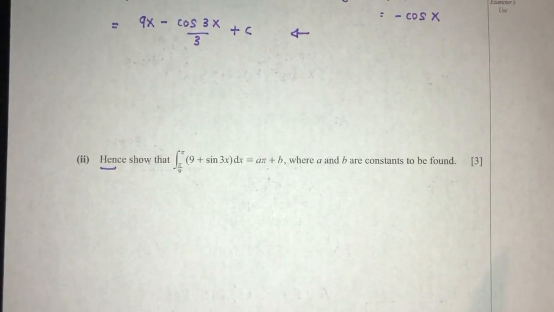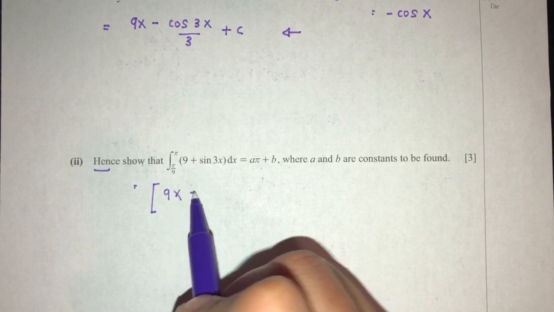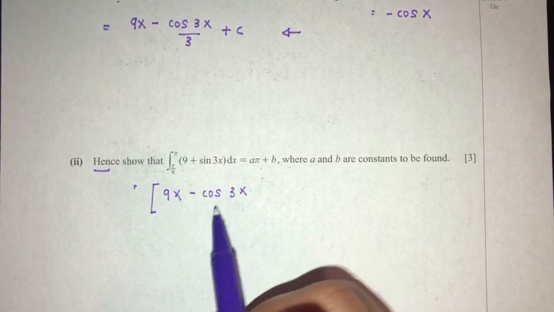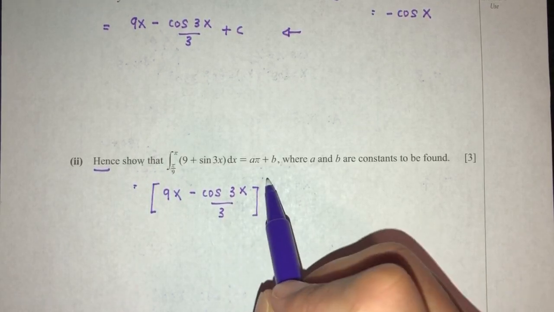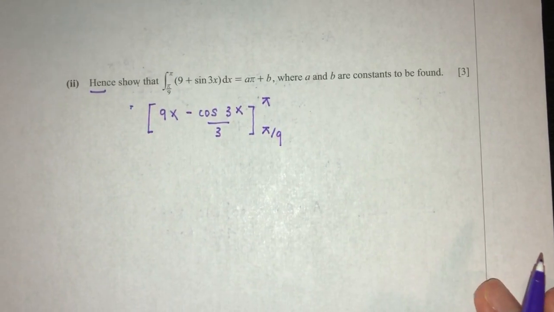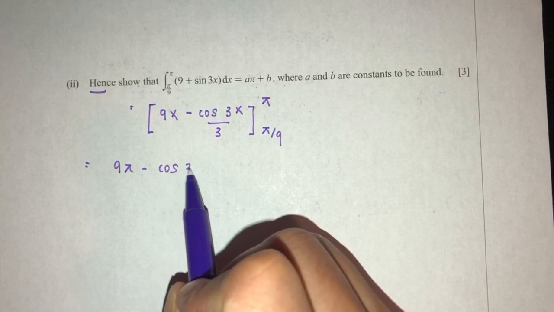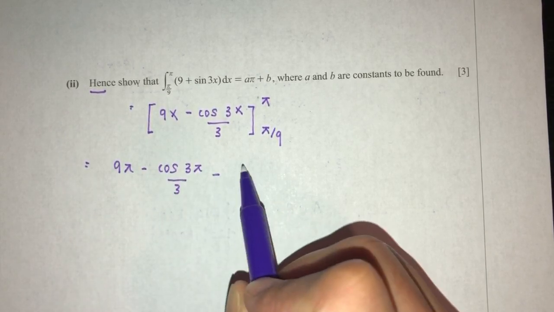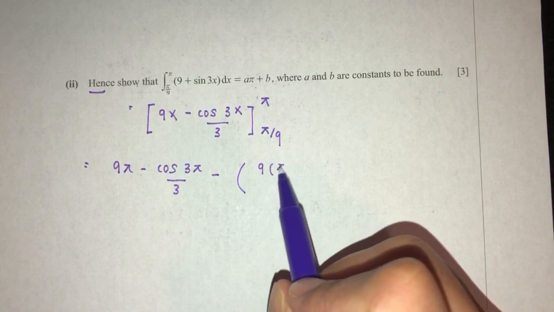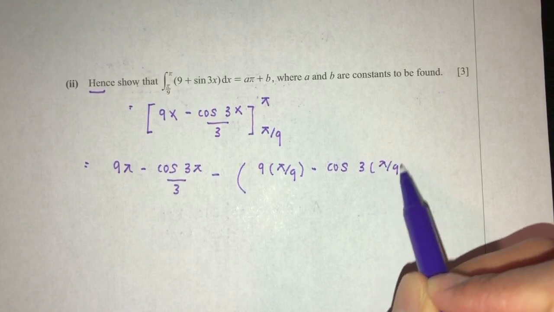Now for part 2, using the first part, find this value. Here we have limits, so we just have to replace the limits. So you have 9x minus cos 3x over 3, with limits up to pi by 9. Let's see what we have here. One by one, that will be 9 pi minus cos 3 pi over 3, minus 9 times pi over 9 minus cos of 3 pi over 9, over 3.